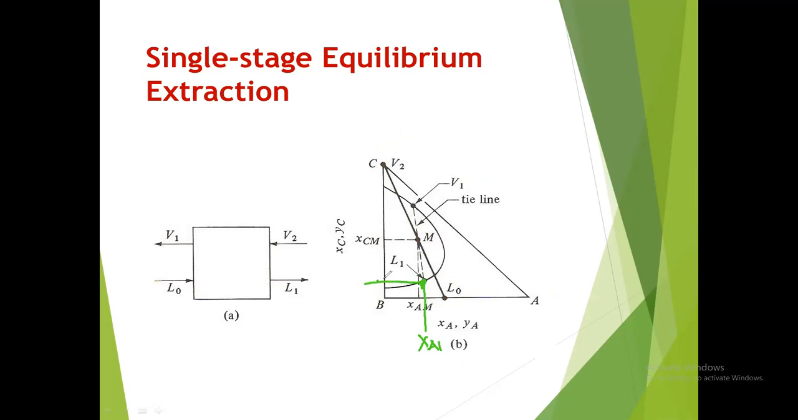And you have your XC1 here because this is C. The same goes with the Y. So in terms of V1, you have YA1 here, and you have YC1 here. As for the B, you just add the two compositions and subtract the sum from 1. That would be your B composition for the two product phases, the extract and the raffinate phases.